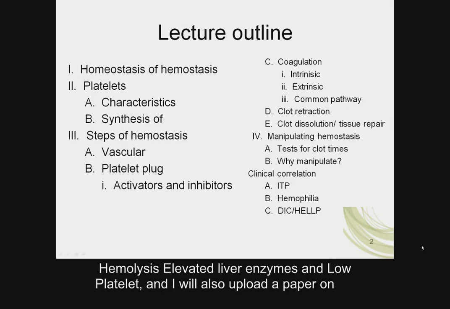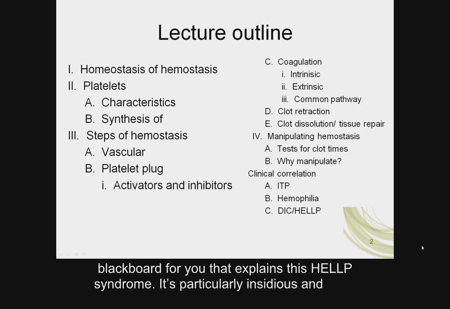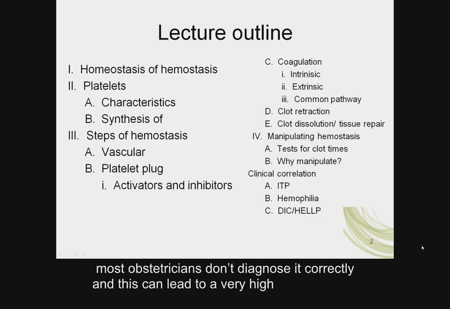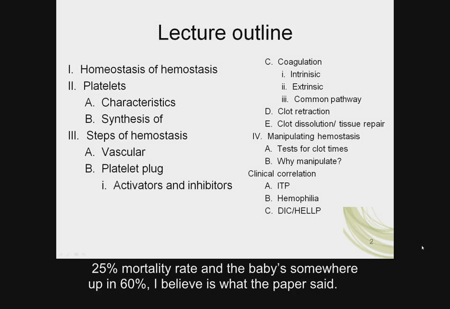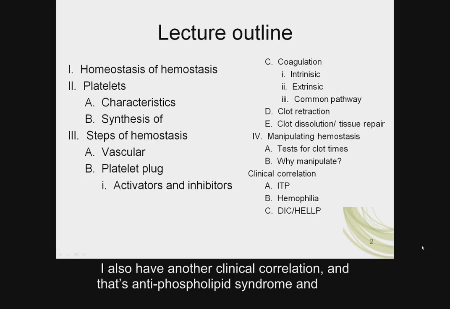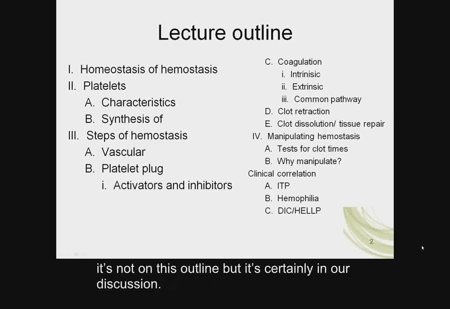And I will also upload a paper on Blackboard for you that explains this HELLP syndrome. It's particularly insidious, and most obstetricians don't diagnose it correctly, and this can lead to a very high mortality rate both in the mom and in the baby. Moms usually, with that syndrome, there's about a 25% mortality rate, and the babies is somewhere up in the 60%, I believe, is what the paper said. I also have another clinical correlation, and that's antiphospholipid syndrome. And it's not on this outline, but it's certainly in our discussion.